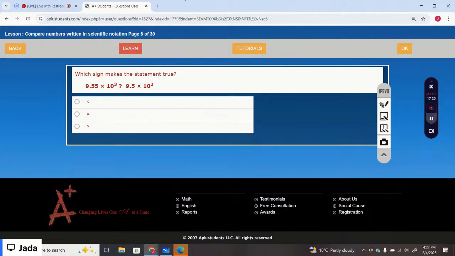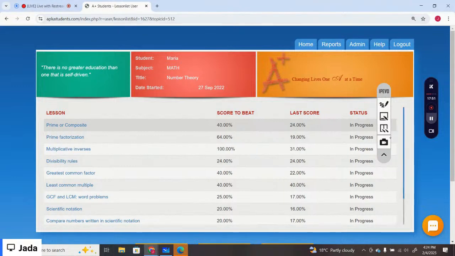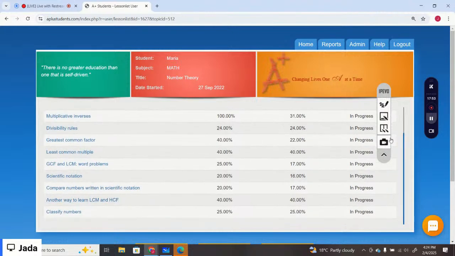Okay, you can complete the lesson by yourself later today. Let's just move on to the next lesson. The next lesson is another way to learn HCF and LCM.